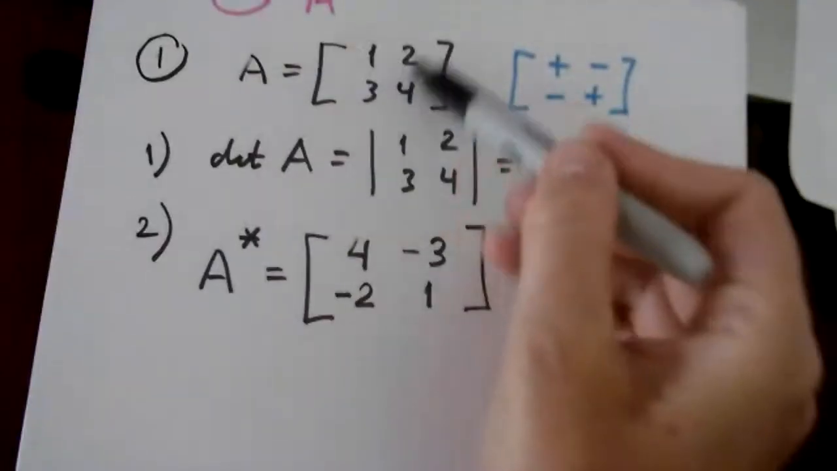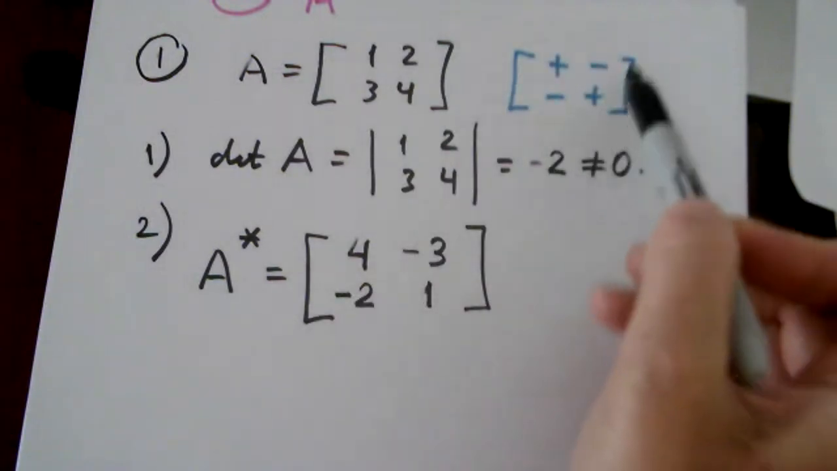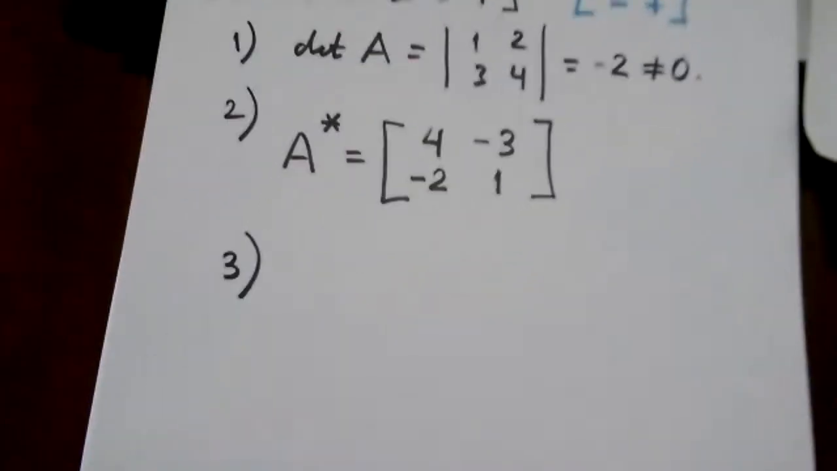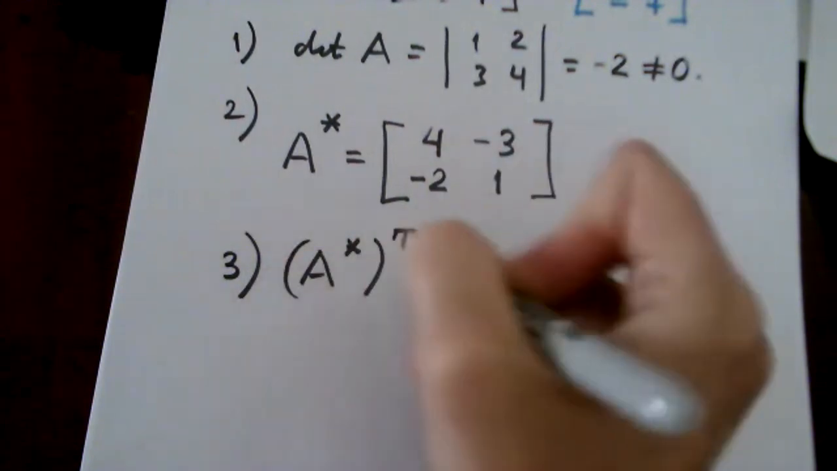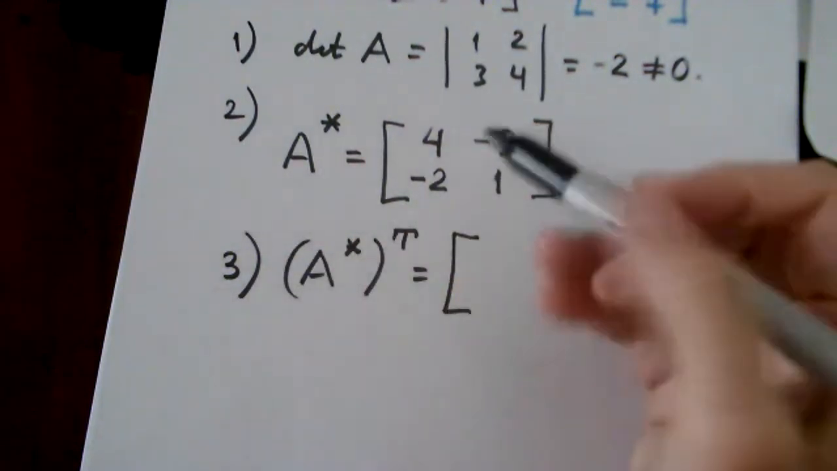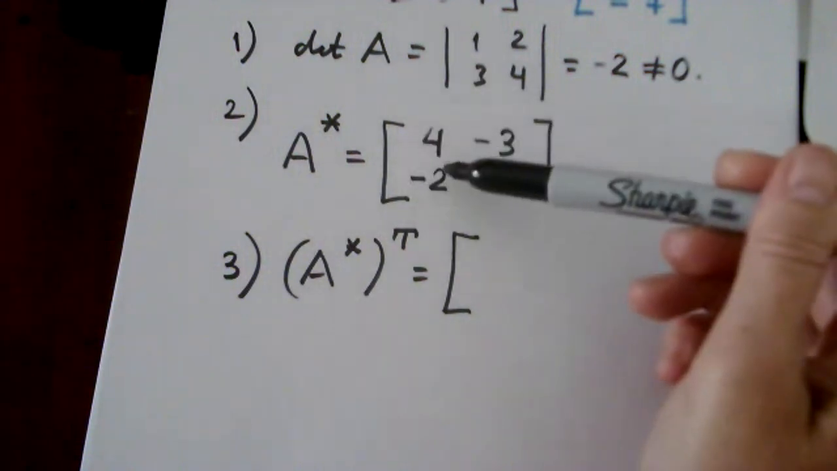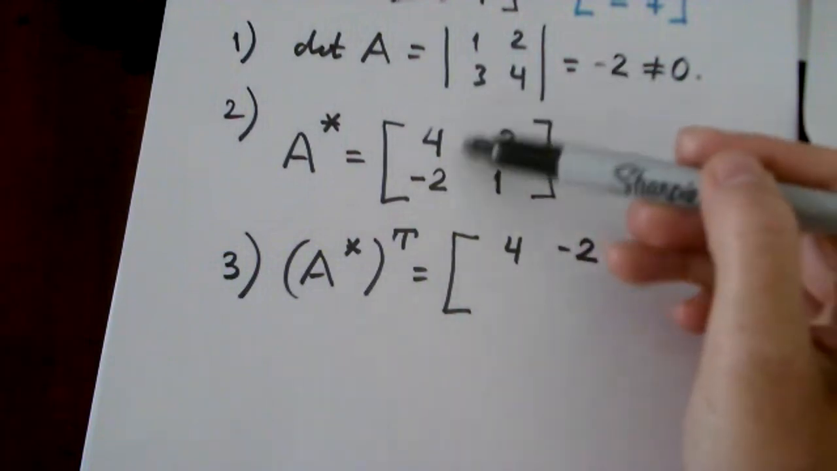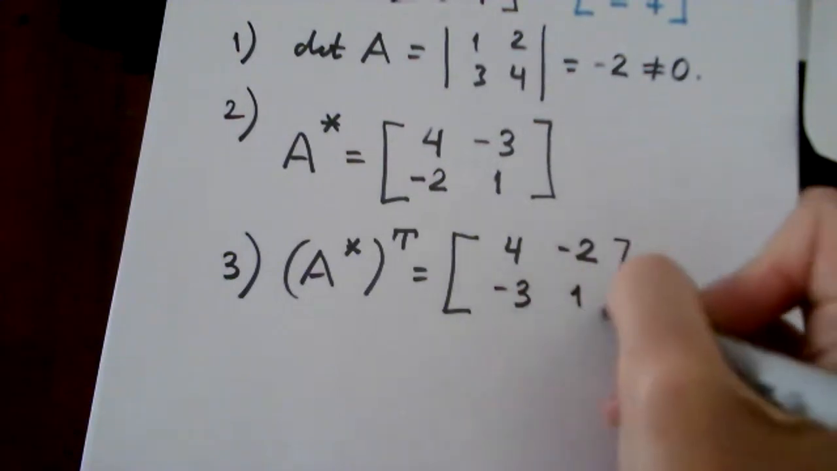So this is the matrix of cofactors. We replaced every element in the initial matrix A by its cofactor. Cofactors take into account these signs. Okay, the third step is very easy. We need to transpose this matrix, so A star transposed. Transposition is a very, very easy operation. How should it be done? The first column was 4, -2, and it becomes the first row, 4, -2. Similarly, the second column was -3, 1, but now it becomes the second row.